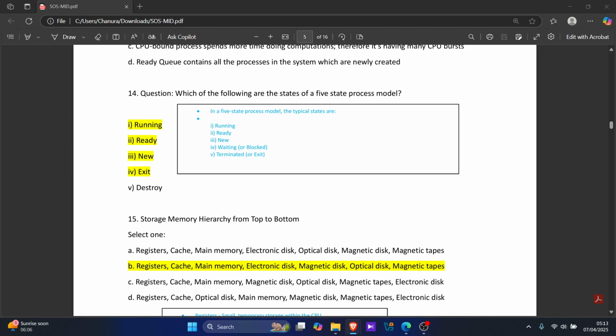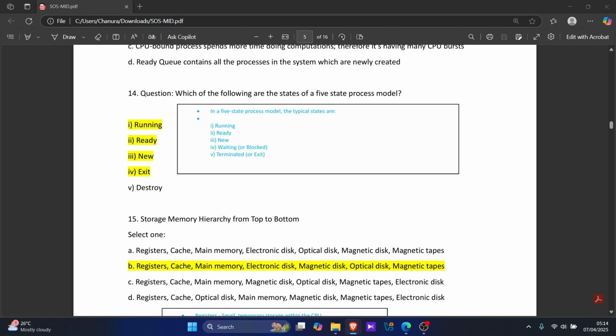But the options given include exit and destroy. So in the standard model, exit is one state, which is termination. Destroy might be a synonym for exit, but typically, exit is the term used. Also, the 5 states should include a blocked or waiting state. However, the options given here don't have waiting, instead, they have new, ready, running, exit, and destroy. So perhaps the user is considering a model where exit and destroy are separate? That doesn't align with the standard models.